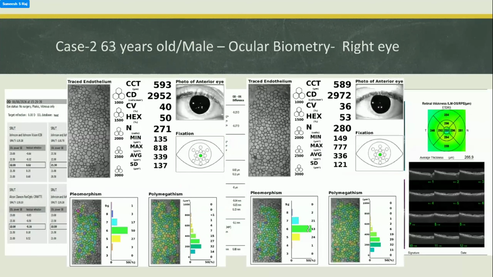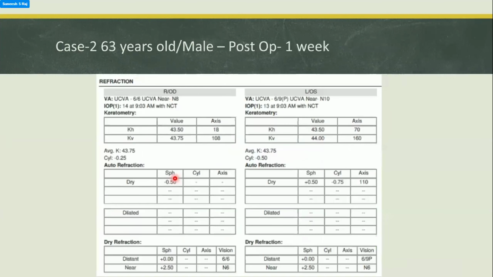So in the post-op one week, his best corrected was plano with 6/6 in the right eye, and without any correction, he was reading N8 for near, and with correction, it's N6.